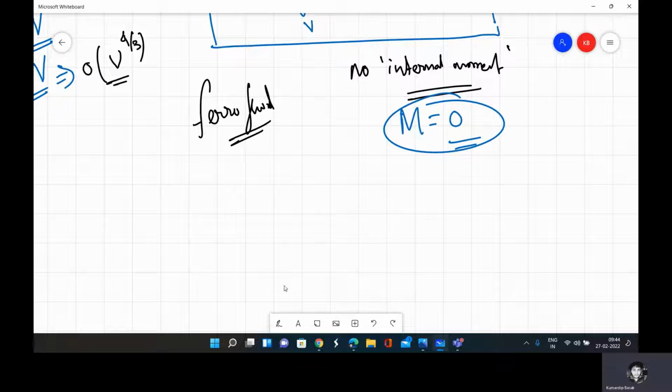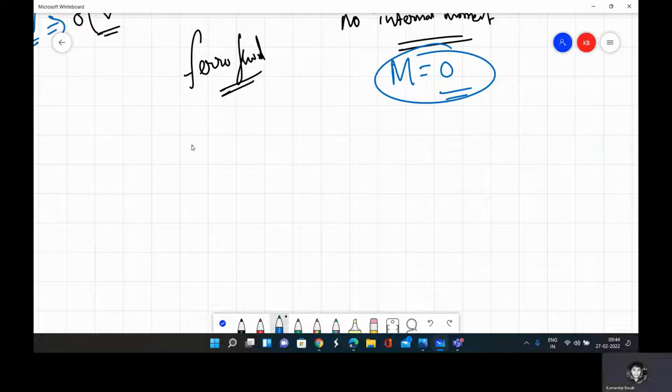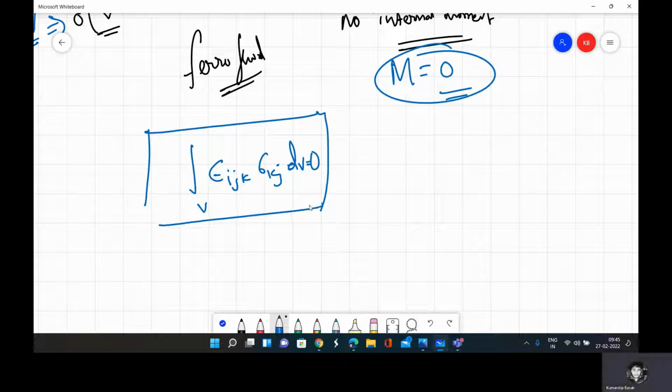So from there, what can we get? That is, the integral over V of epsilon ijk sigma kj dV equals 0. Now again, understand this integral. What is this dV, or what is this volume? Is the choice of this volume totally arbitrary? We can take any other volume from a different fluid domain and from a different fluid part. We take any other fluid element with any other volume dV. But for that case also the moment is 0.